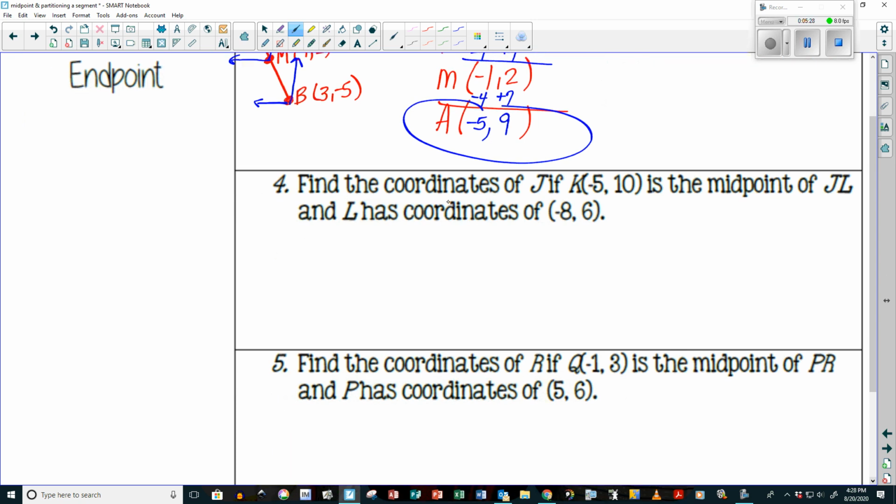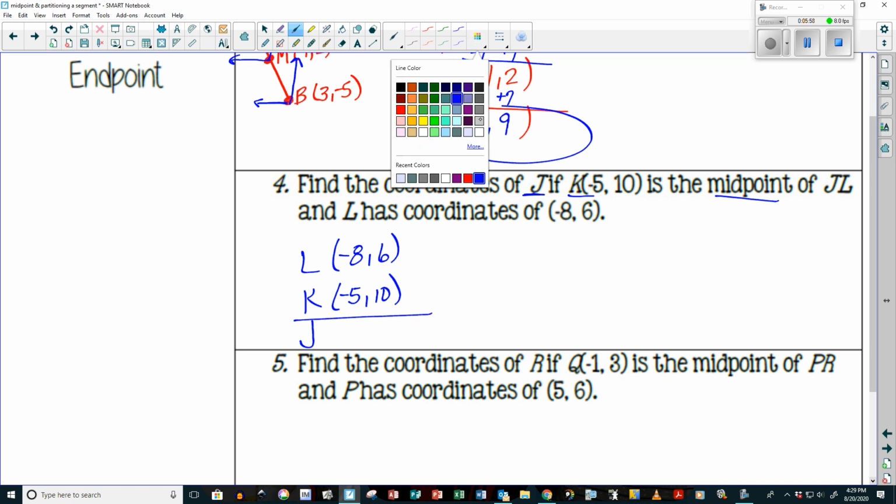So it says find the coordinates of J. So I have K is the midpoint. So if I'm looking for J, actually let me back up just a second. If I'm looking for J, K is the middle and L is where I'm starting. So L is at (-8, 6). K is at (-5, 10). And I'm looking for J. Okay, so let me change my colors. So if I'm at -8 and I'm going to -5, that means I added 3.